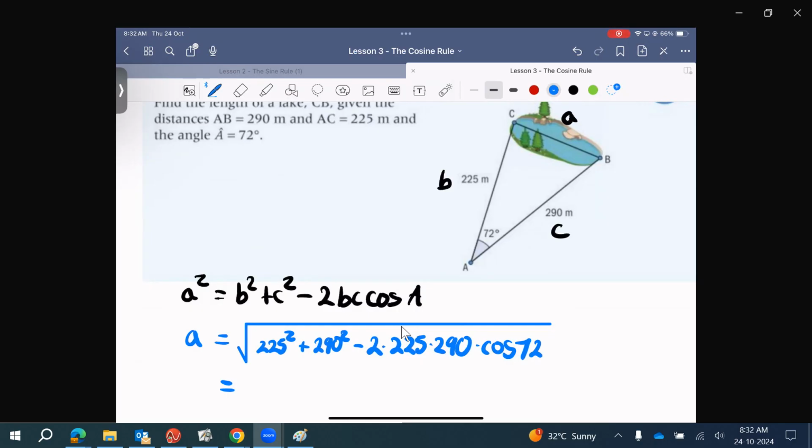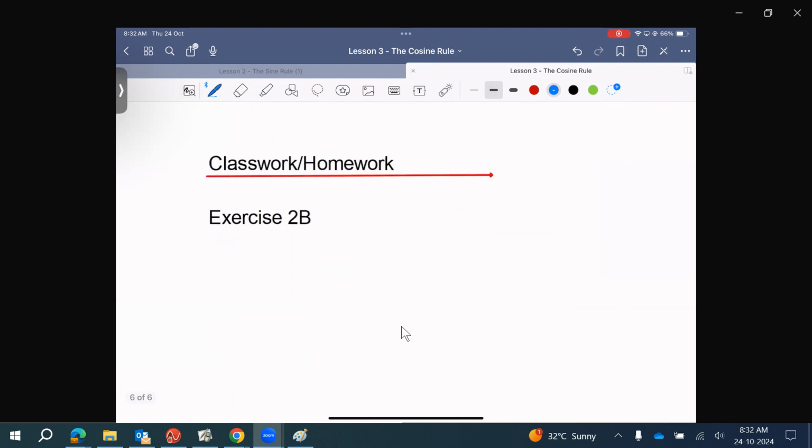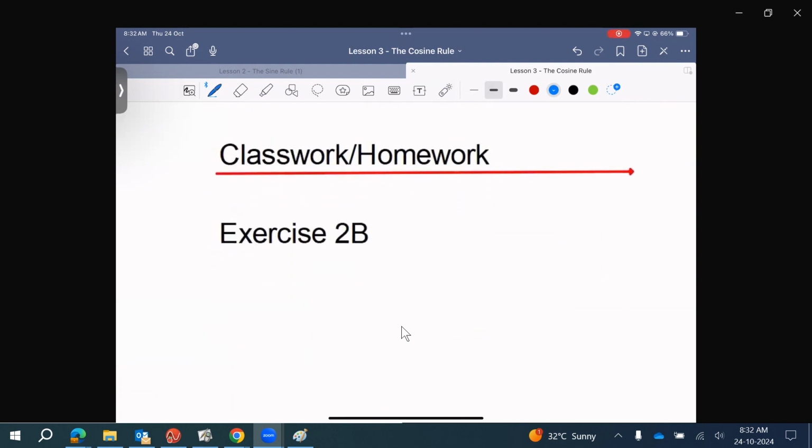307? 307 will be sufficient because that's 3 significant figures. The units is meters. So here is our answer. Any questions on this one? All right. Have a go at exercise 2B. And we're finished there.